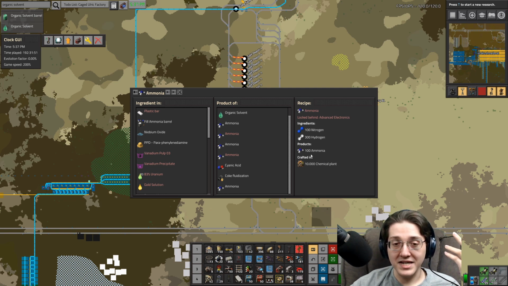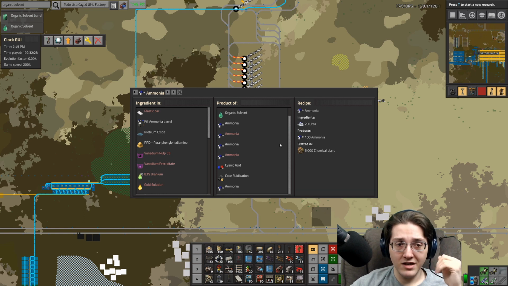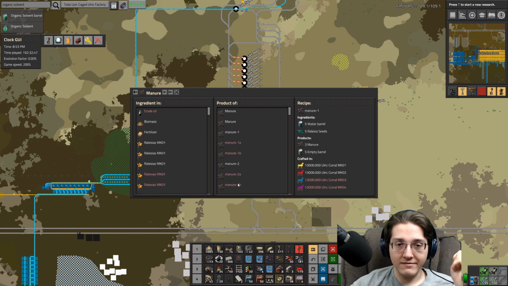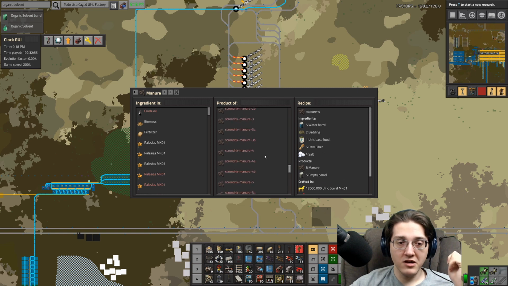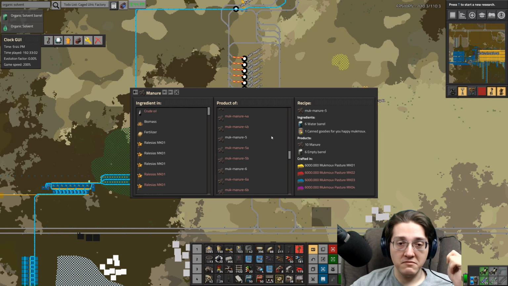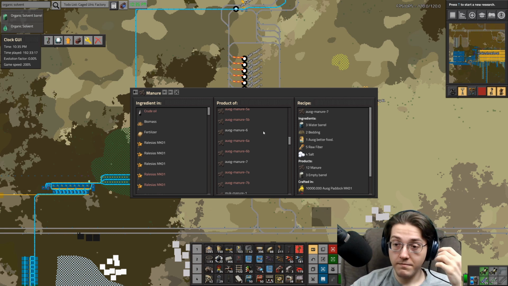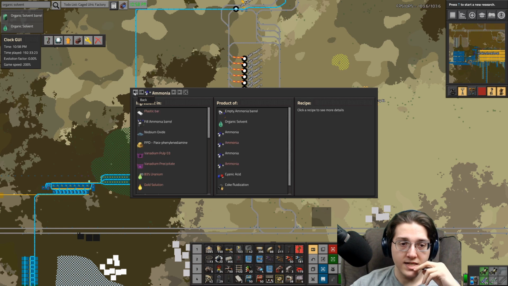It's 10 units per second per chem plant. Just a little bit slow, and a lot of destructive distillation columns for the nitrogen, and electrolyzers for the hydrogen. It's still a viable alternative to urea, which only has two methods these days, and liquid manure from manure. There are so many recipes for manure, a very small fraction of which are going to give us enough to be worth it. So that will be the plan-ish going forward.